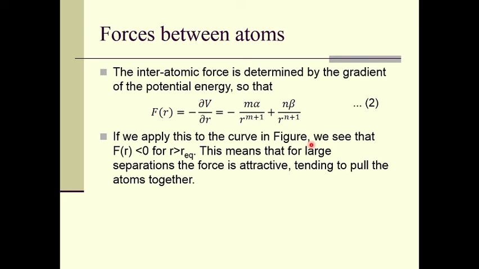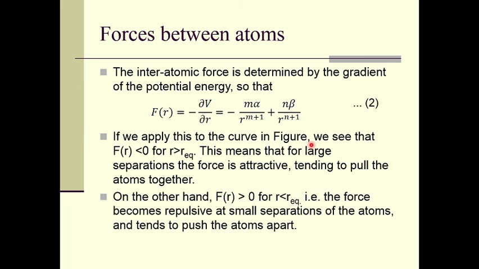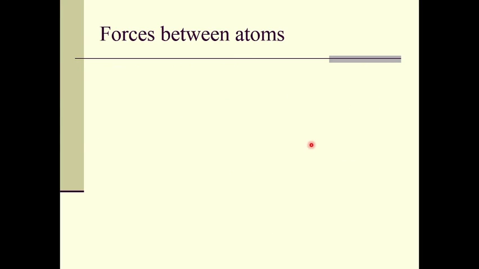On the other hand, f of r is greater than 0 for r less than r equilibrium, that means on the left hand side of r equilibrium the force becomes repulsive at some small separations of the atoms, and it tends to push the atoms apart, right. So, the force becomes repulsive and it tries to push the two atoms apart, means separate from each other, right.